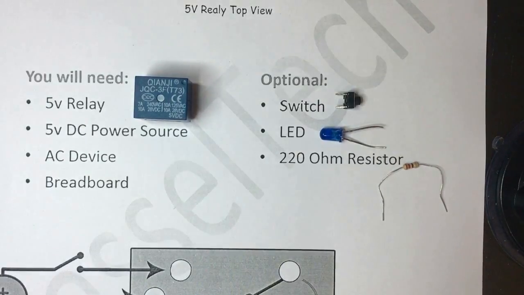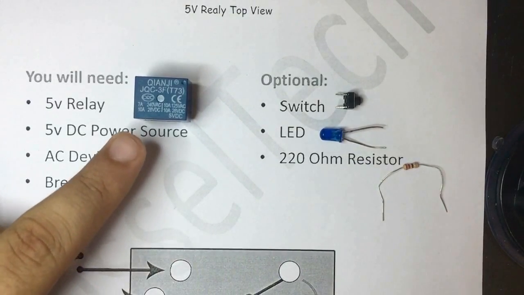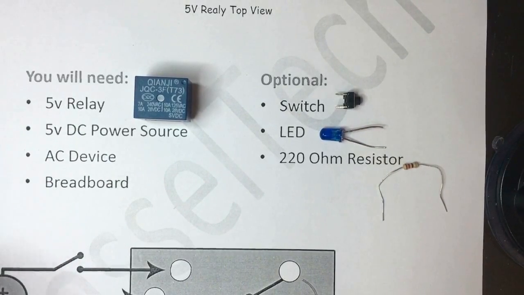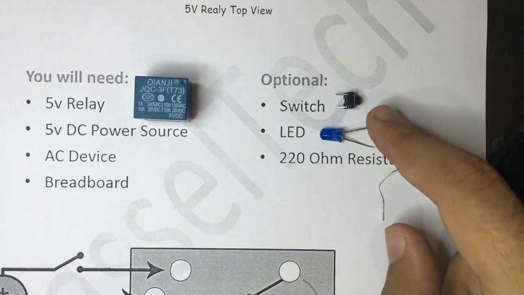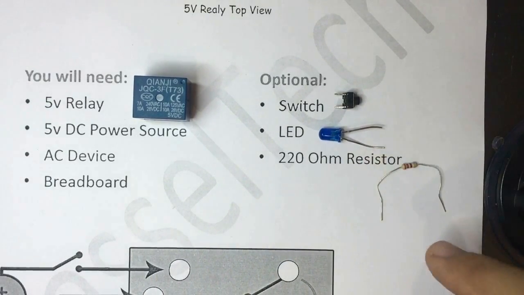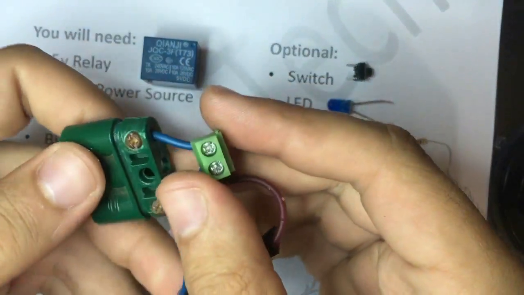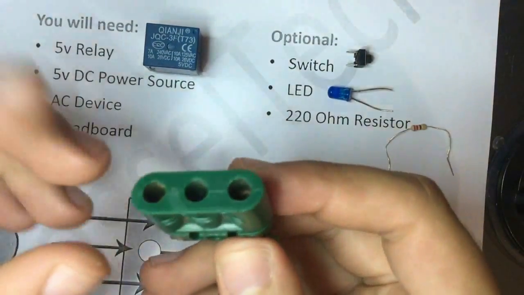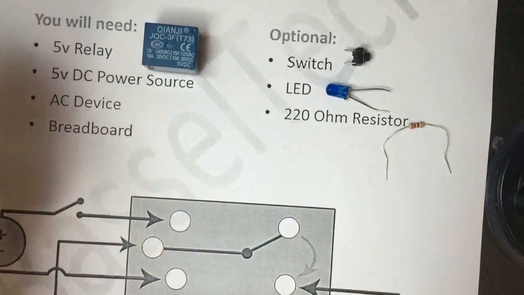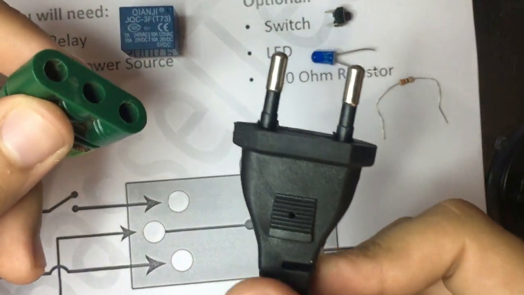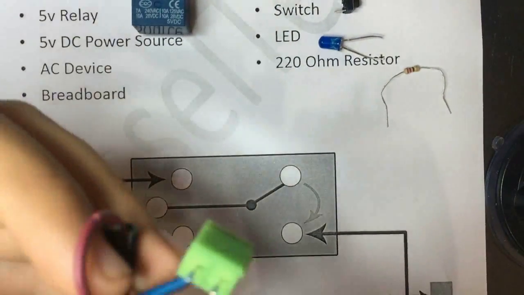And this is what you'll be needing for the tutorial. We need a 5 volt DC relay, 5 volt DC power supply, AC device of course, breadboard, and there are some optional stuff like switch, LED, 220 ohms resistor, and I use a screw terminal here. This is a screw terminal. This is an AC socket connected to an AC plug here. So I'll be using this guy.